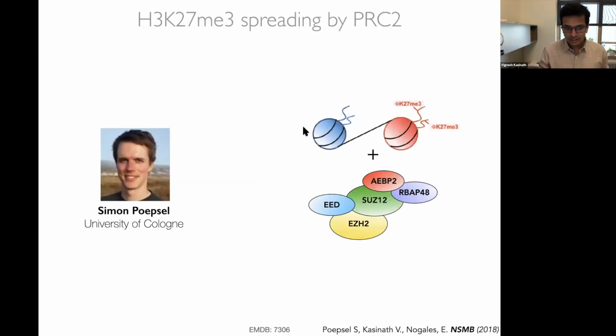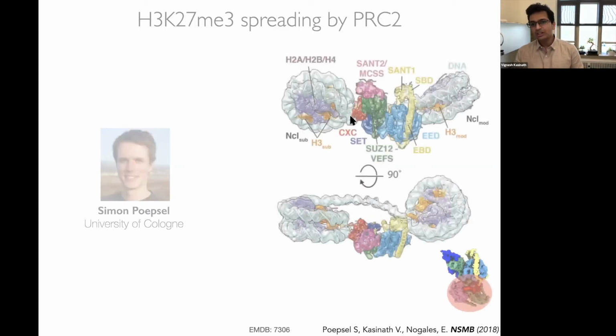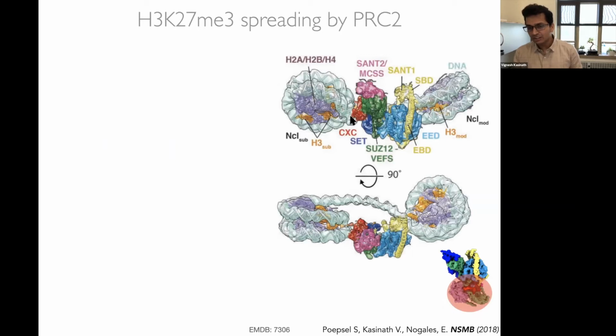To look at this, another former colleague of mine, who now has his own lab at the University of Cologne, pioneered this method where he looked at PRC2 interacting with a dinucleosome, such that one of the nucleosomes is a substrate, basically unmodified H3K27, and the neighboring nucleosome has trimethylated H3K27, which will serve as the allosteric activator. And what Simon saw was really interesting. In fact, it's a fascinating structure.